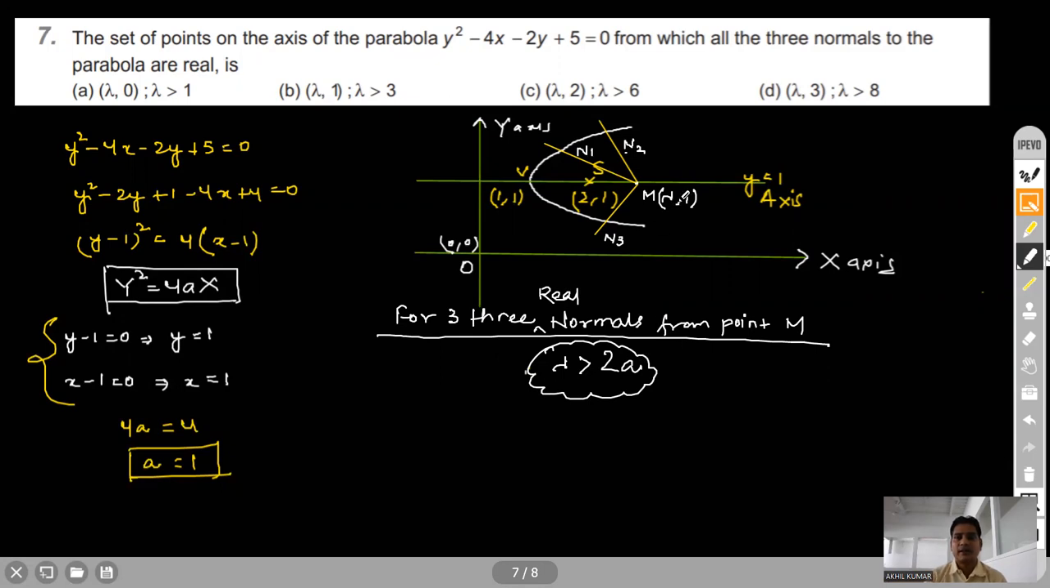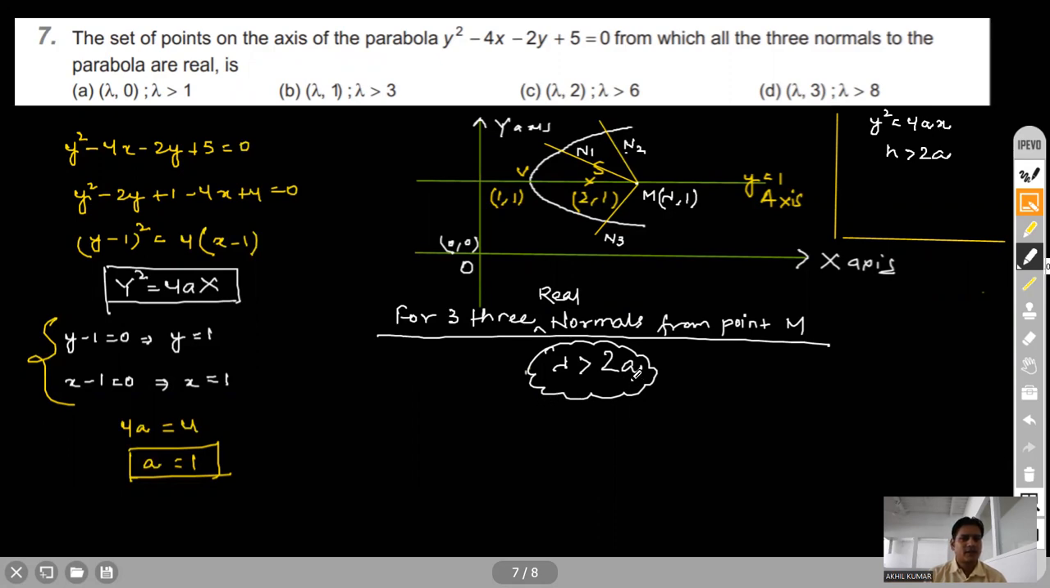Now, what will this lambda be? Normally we learn it this way. Let me write here in a box. If our parabola is y square is equal to 4ax and we have to draw three real normals, then this h must be greater than 2a. What is h? The x coordinate of point M, from where we are drawing the normals to the parabola. So this lambda must be greater than 2a.